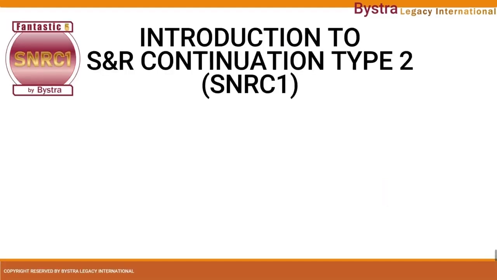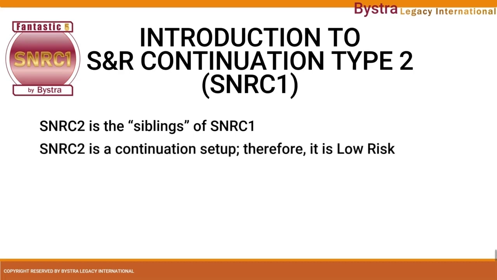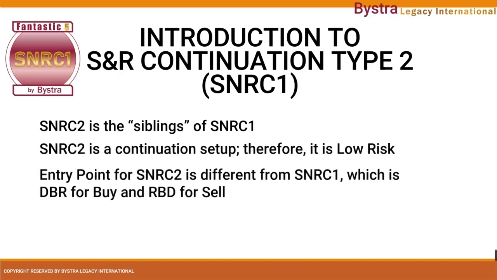So let's have a look at the SNRC continuation for the type 2. It is the sibling of the SNRC1 and it is also a continuation setup. The only difference of SNRC2 from the SNRC1 is the entry point, which is for SNRC2 we'll be using the drop base rally or the rally base drop, whereas the SNRC1 is using the drop base drop and also the rally base rally. So let's have a look at the SOP.